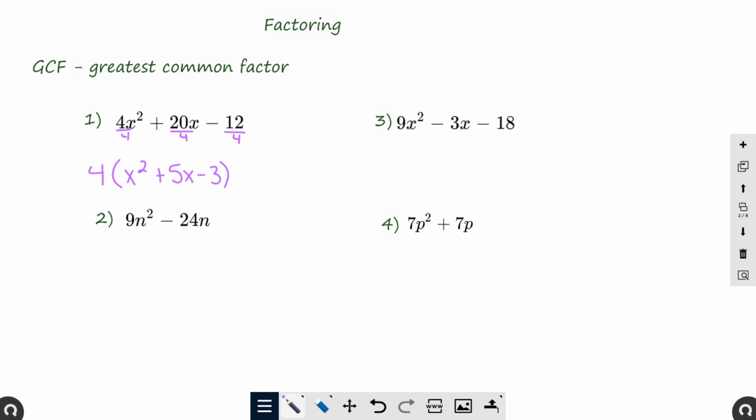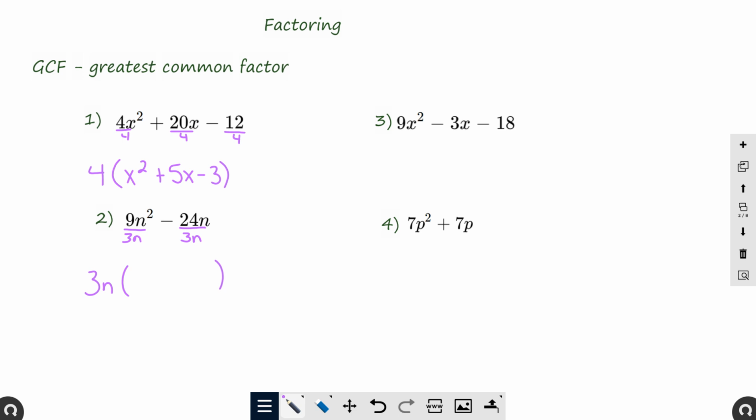All right, let's do our second problem. 9n squared minus 24n. What's the GCF there? 3 will go into everything, and both of these have a variable, right? 3n would be our GCF. With variables, you want to pick the smallest exponent as the GCF, so n to the first or just n.